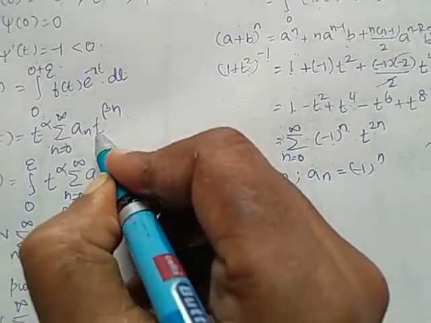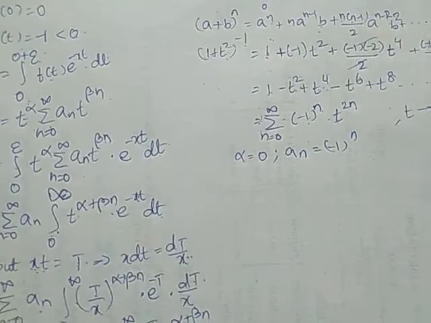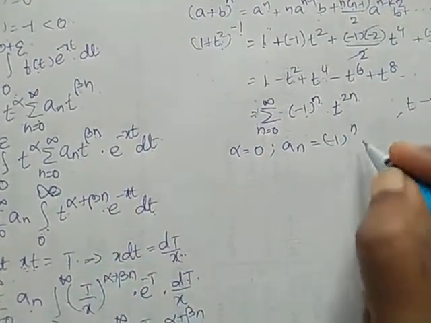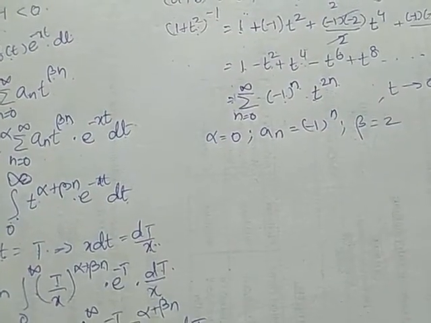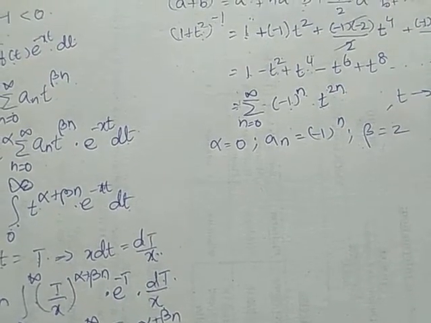Here we are having t to the power beta n. Here we are having t to the power 2n. So, in place of beta, we are having 2. Therefore, beta is equal to 2. Now, we are going to substitute in the formula.